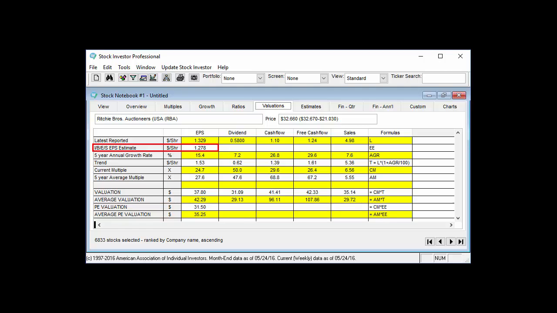The $1.28 consensus earnings estimate represents the projection for the fiscal year ended December 2016. As seen in the Valuations tab, this estimate is below the simple projected trend, or T value, of $1.53. Using the consensus estimate of $1.28 leads to a $31.50 PE valuation based on the current multiple, as well as a $35.25 average PE valuation based on the average multiple.